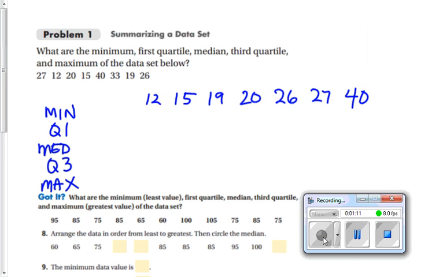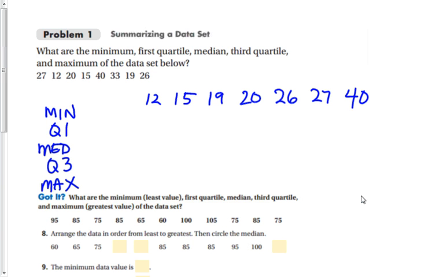All right, now that they're in order from least to greatest, we can tell the minimum is just the lowest value, so that's 12. The maximum is the highest value, that's 40. The median, I believe you know how to find that, but all we do is cross out the first and last until we get the number in the middle. In that case, it's 20.